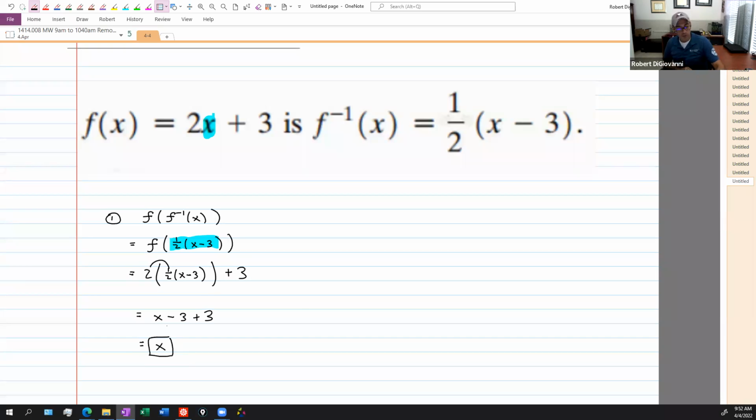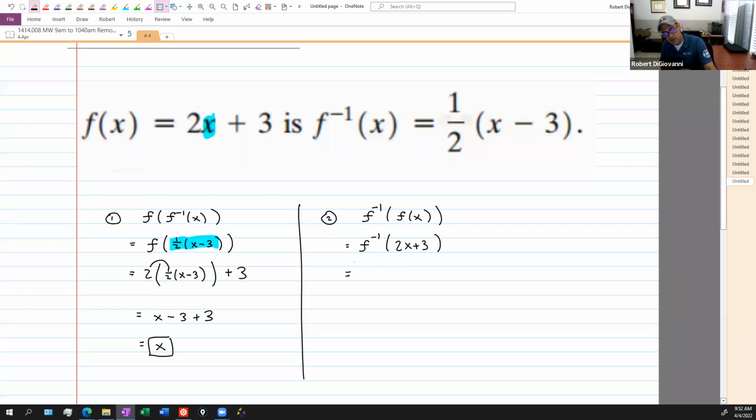Okay, do it the other way around. Do the inverse and then F inside of it. So this is the inverse function, but inside you're plugging 2X plus 3. And then now we take that input and plug it in right there for that X into the inverse function. So this becomes 1/2. And then the X we're plugging in is 2X plus 3 and then minus 3.